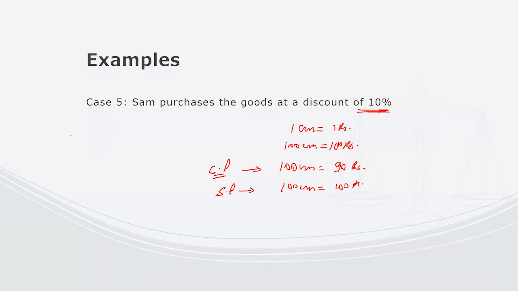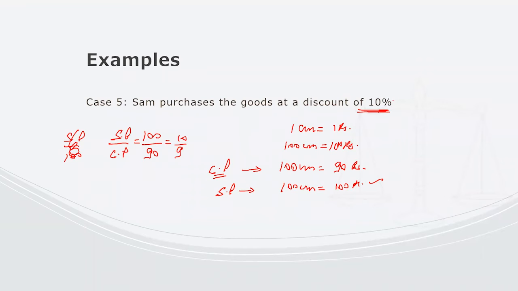So what will be his ratio of selling price by cost price? Ratio of selling price by cost price will be what? Selling price will be 100 rupees. Cost price will be 90 rupees. So that ratio will be 10 by 9.